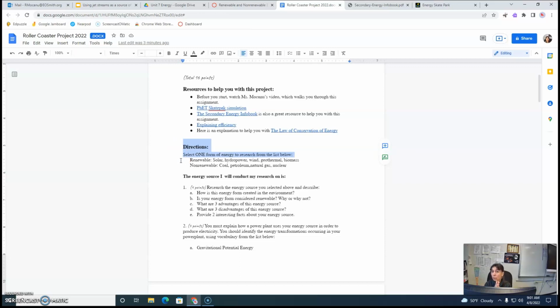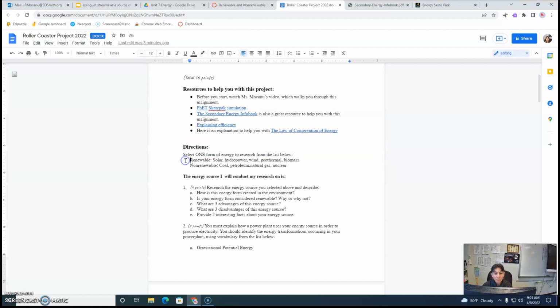Your roller coaster, in order to get up to the top of the first hill, will need to be powered by a source of energy. As you all know, when you ride on a roller coaster, there's usually that chain that brings you up to the very first hill, and after that the roller coaster moves on its own. You need to think about what powers that chain, and then what powers the rest of the ride.